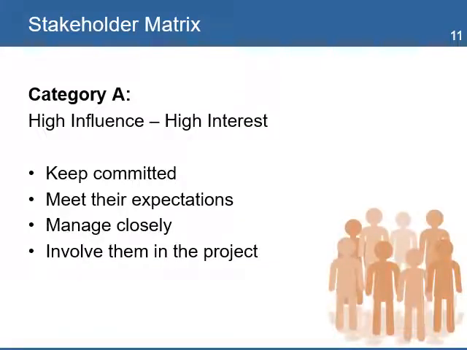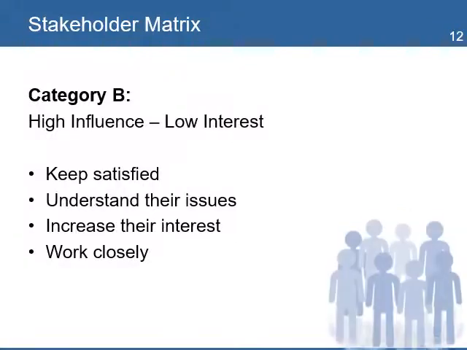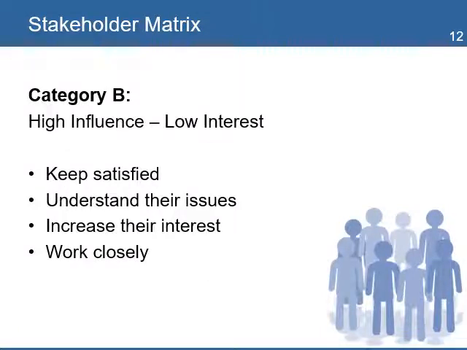Category A is for stakeholders that have a high level of influence and interest in the project. This is a group of stakeholders that you need to keep committed and meet their expectations. You will need to manage the relationships very closely and find opportunities to involve them in the project and consult them on critical issues. Category B is made by stakeholders that have high level of influence but low interest in the project.